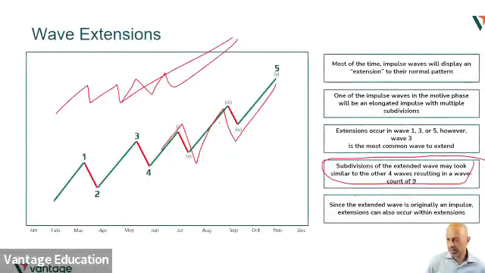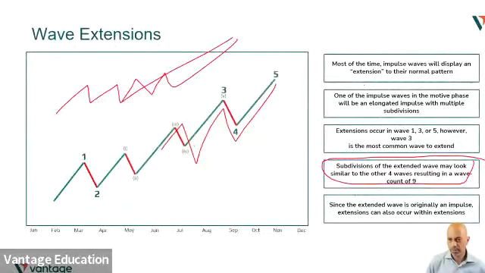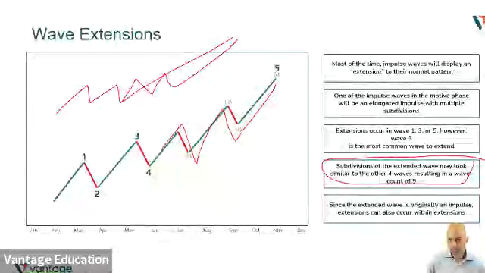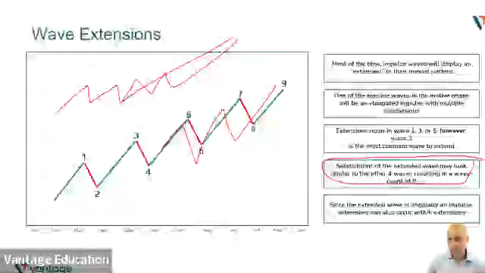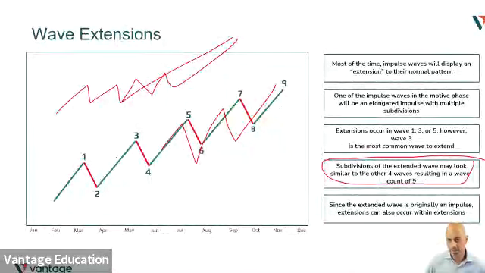Right now, since this extended wave is originally an impulse, the extensions can also occur within the extensions as well. Right. Okay. So then, yeah. Sorry. This is what you get: 1, 2, 3, 4, 5, 6, 7, 8, 9. Oh, let me just clean this up again.